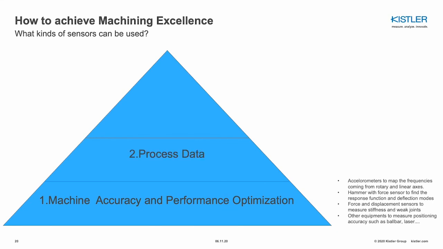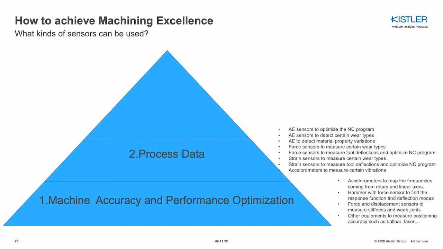And the second step, in the process data, you can utilize acoustic emission sensors to optimize the NC program, acoustic emission sensors to detect certain wear types, and also acoustic emission sensors to detect material property variations. And those can be used online in the second step. Then, of course, you have force and strain sensors, which can be used to measure certain wear types, tool deflections, and thereby optimize the NC program. Accelerometers can again be used here to measure certain vibrations. So what you do is that you combine online and offline measurements here.